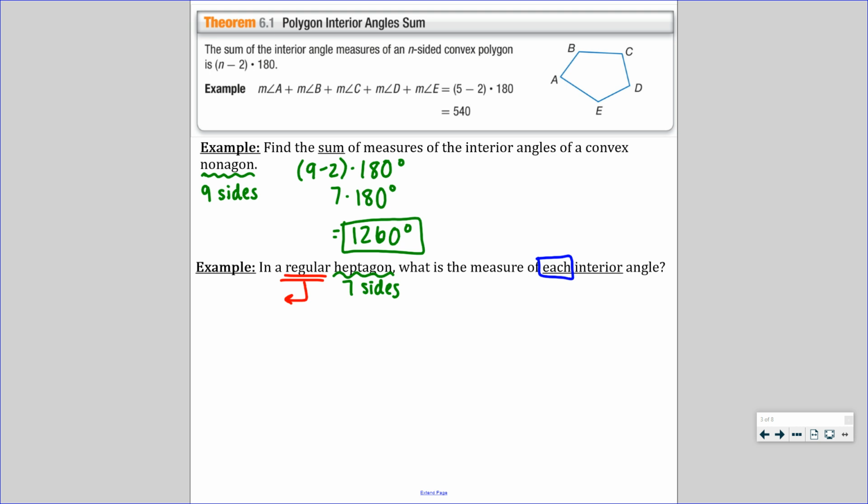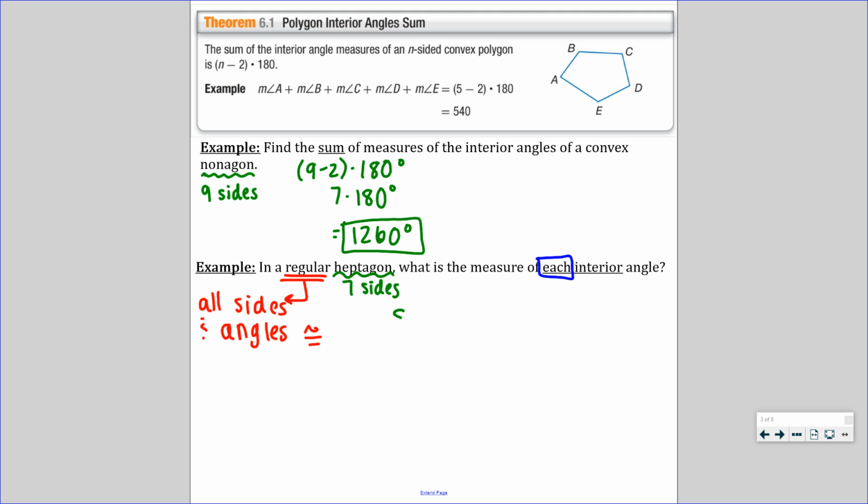A regular polygon, we talked about this in chapter 1. A regular polygon has all sides and angles congruent. So for example, relating this back to our triangles we just talked about, a regular triangle is just an equilateral triangle. All the sides are the same, all the angles are the same. Okay. So I can start by finding the sum of the interior angles for a heptagon.